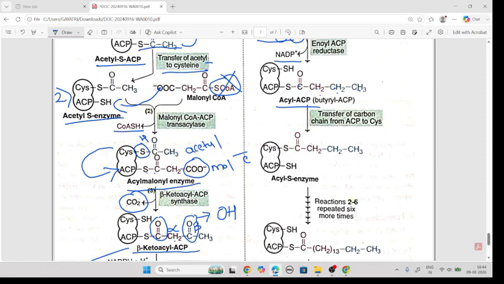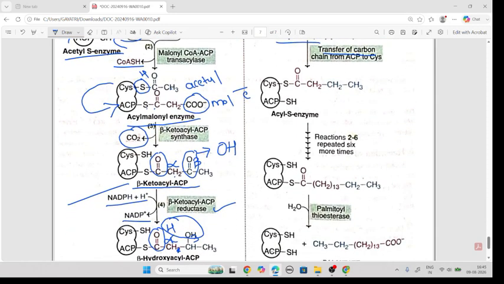So now the entire carbon chain is transferred from ACP to cysteine. Whatever the entire chain is there in ACP, that will be transferred into your cysteine part. Now the ACP part is vacant. Now what happens? Your reaction 2, which is the addition of malonate from malonyl CoA, till your sixth step, will repeat for six times, where each time two carbons will be added.